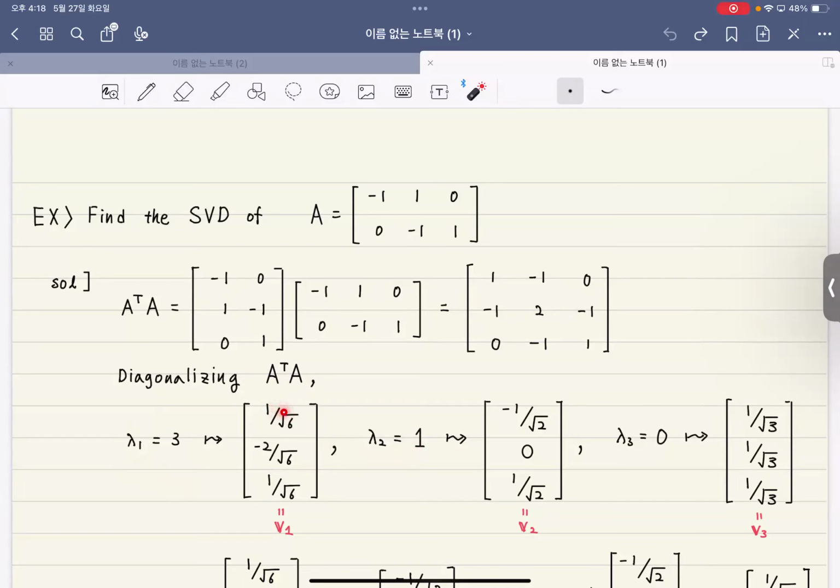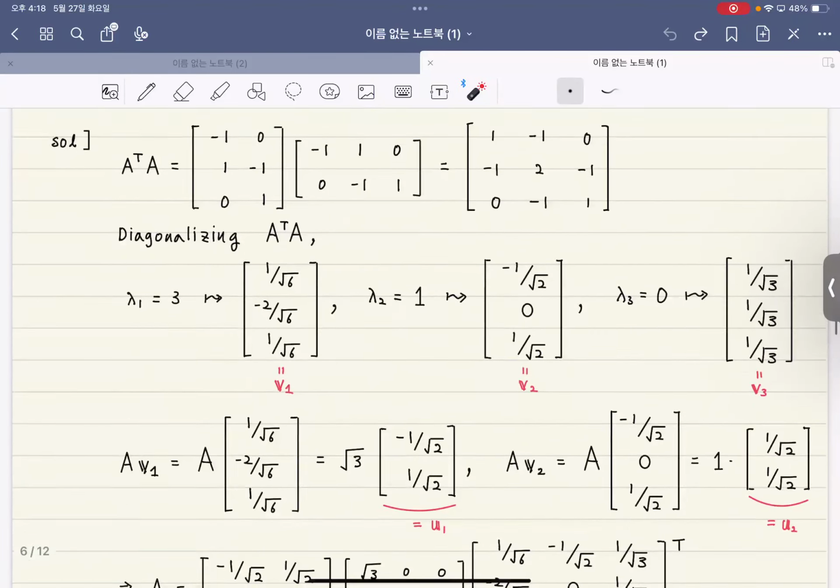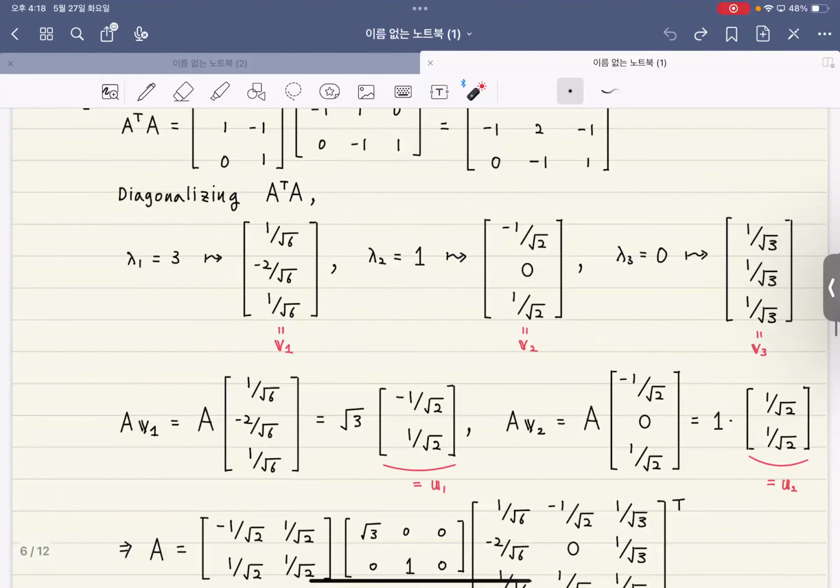The orthonormal unit eigenvector of this guy was this, and I will call this guy V1, and the orthogonal unit eigenvector of this guy, which was this, I'm going to call V2. For eigenvalue 0, I also normalize the eigenvector, and I'm going to say this is my V3. Okay. All right. So we have V1, V2, and V3.